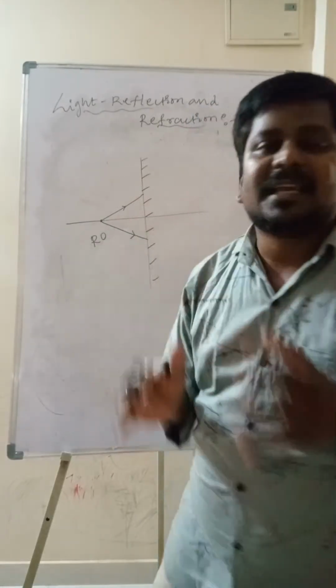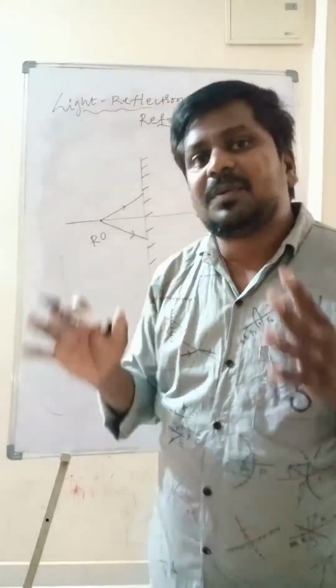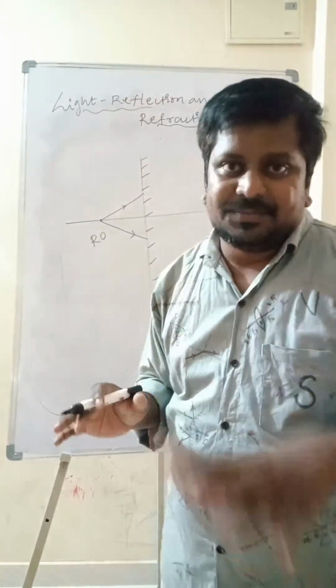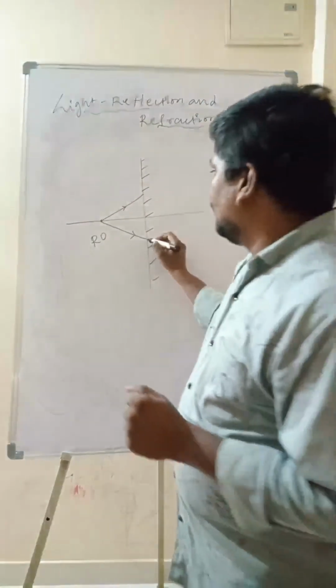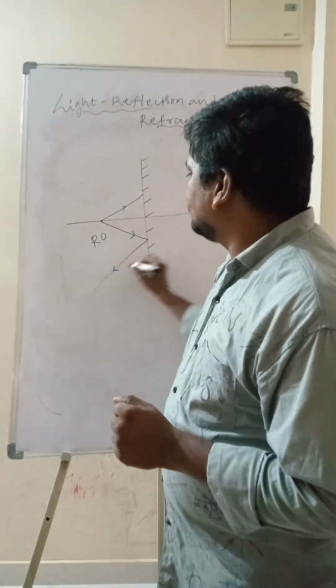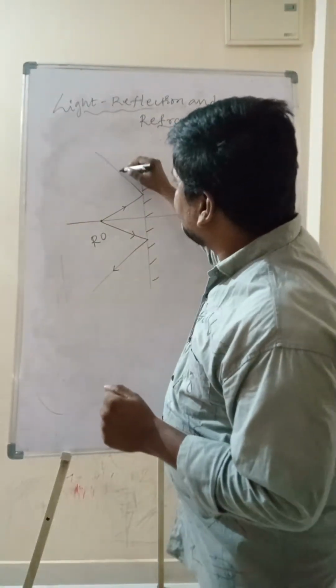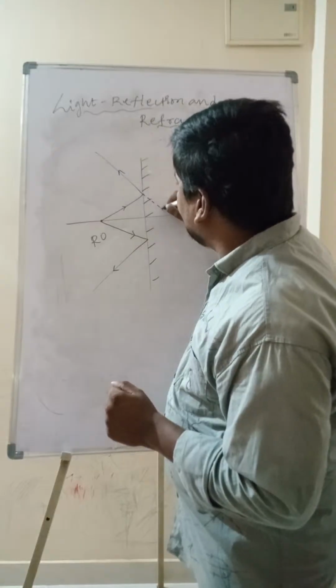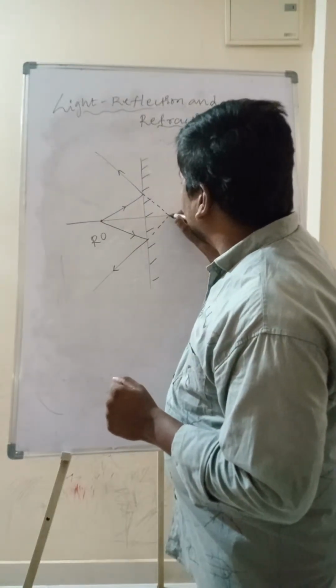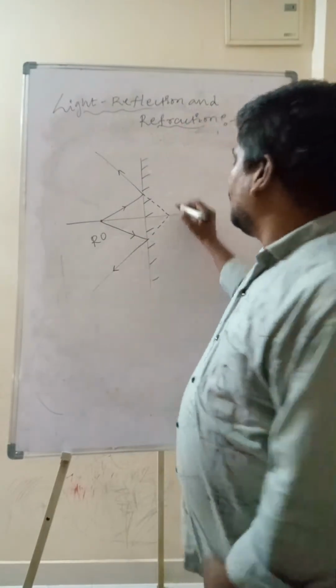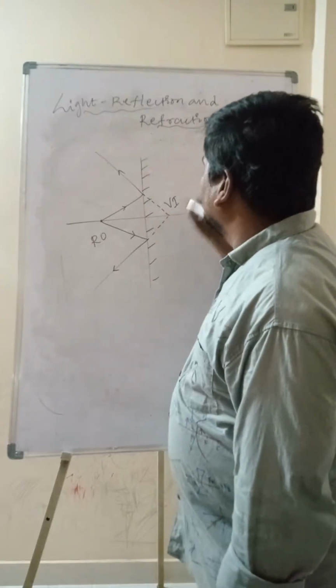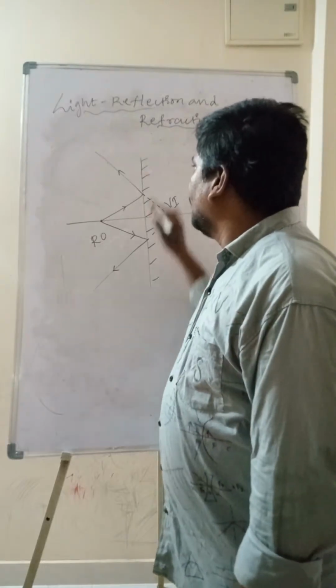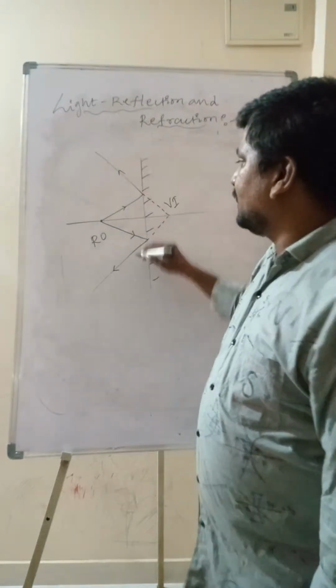How many light rays are required to form the image of the object? A minimum of 2 light rays are required. After reflection, like this, and here also, if we extend those reflected light rays, here the virtual image will form.